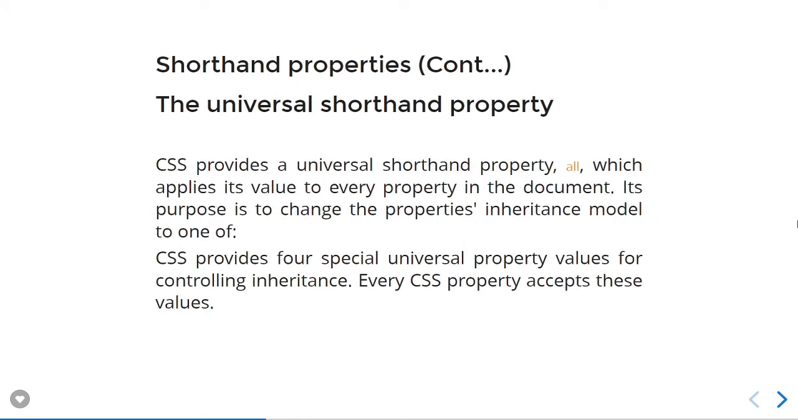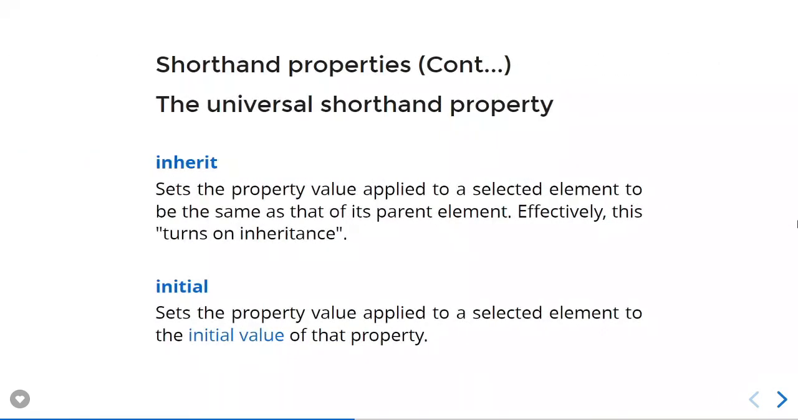The universal shorthand property: CSS provides a universal shorthand property which applies its value to every property in the document. Its purpose is to change the property's inheritance model to one of four special universal property values for controlling inheritance. Every CSS property accepts these values. Number first is inherit. It sets the property value applied to a selected element to be the same as that of its parent element. Effectively, this turns on inheritance.